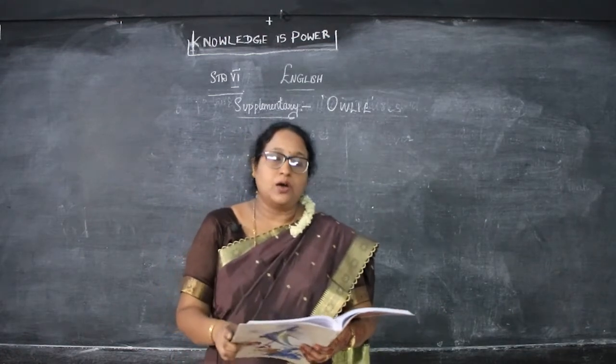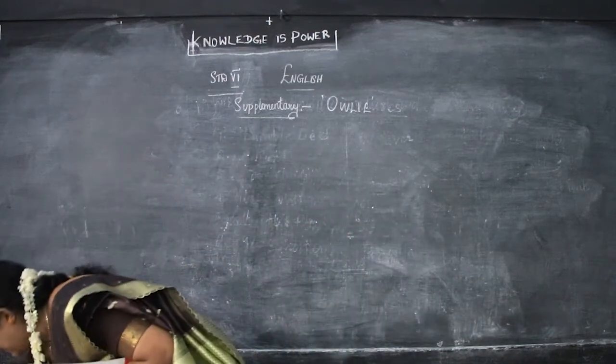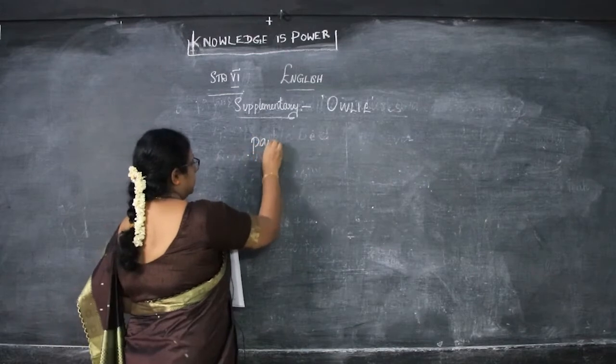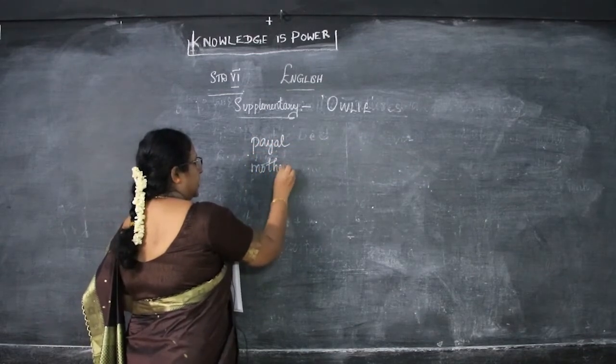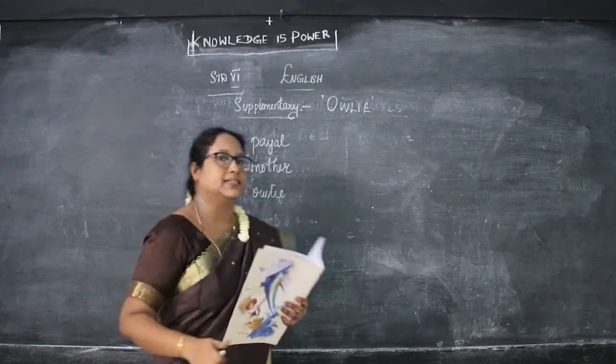Okay, now Owlie. "Mom," Payal yelled in panic. So Payal is a girl's name. What are the characters? Her mother and Owlie. So these are the characters in this lesson.